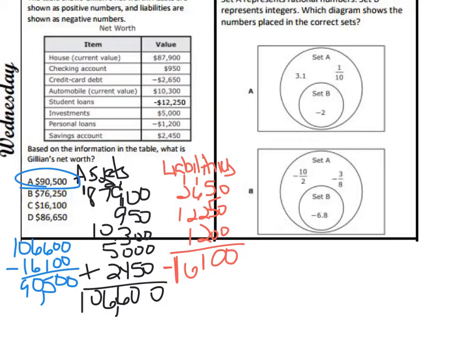Make sure you're looking for those symbols. If they hadn't told us which were liabilities by showing negatives, you could have easily seen that credit cards are a liability, student loans are a liability, and personal loans are liabilities. So just looking at the name of the account should tell you if it's a liability or asset. So let's go ahead and do the second one.